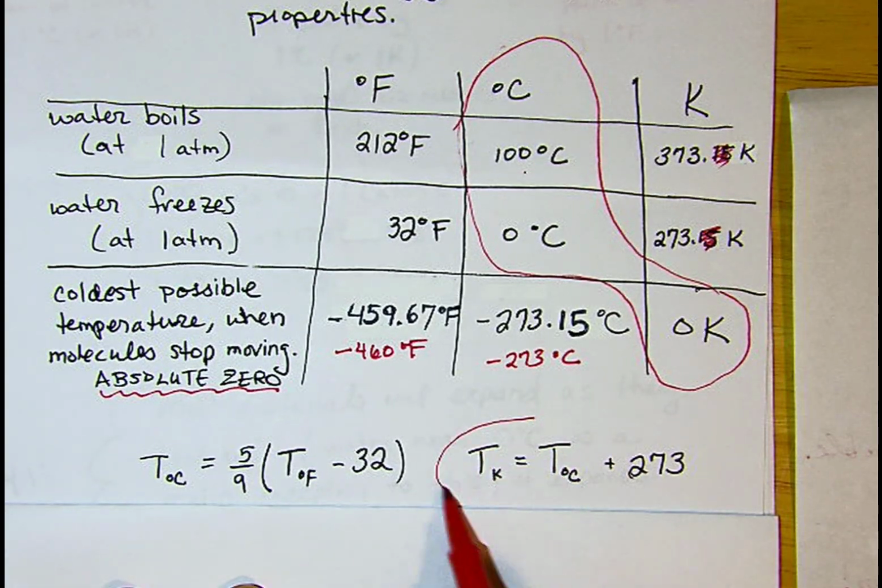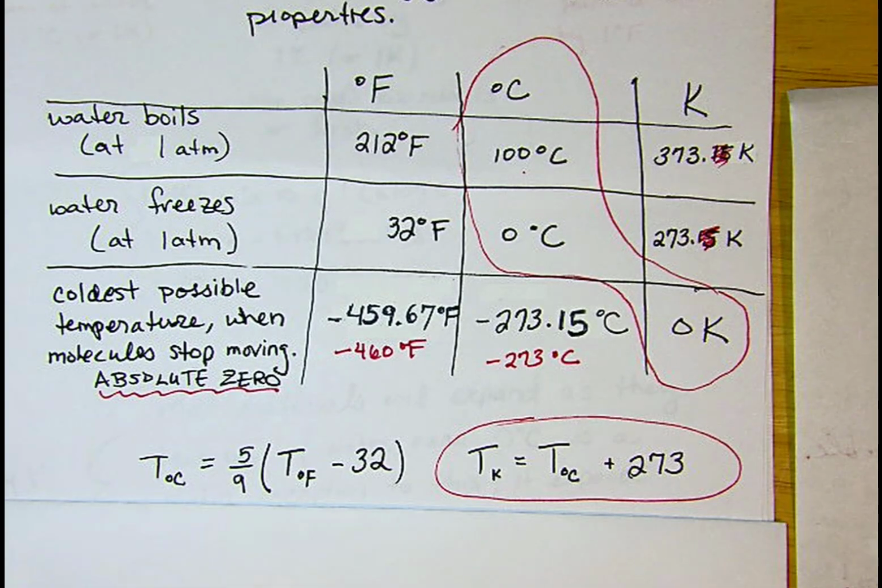And this is another thing that is usually handy to remember when you're in a science class. The temperature in Kelvin is always going to be 273 more than whatever it is in Celsius.